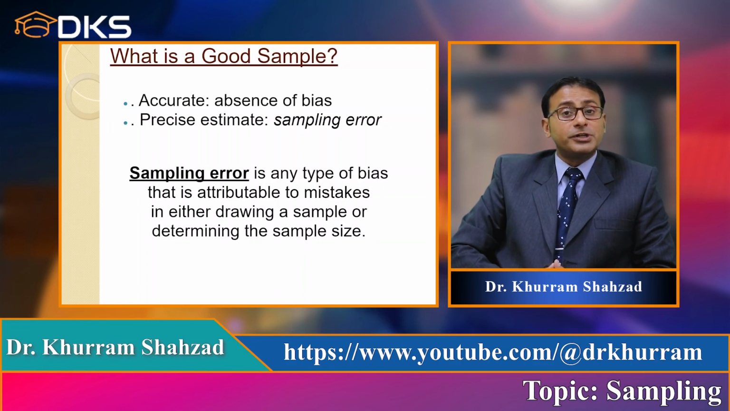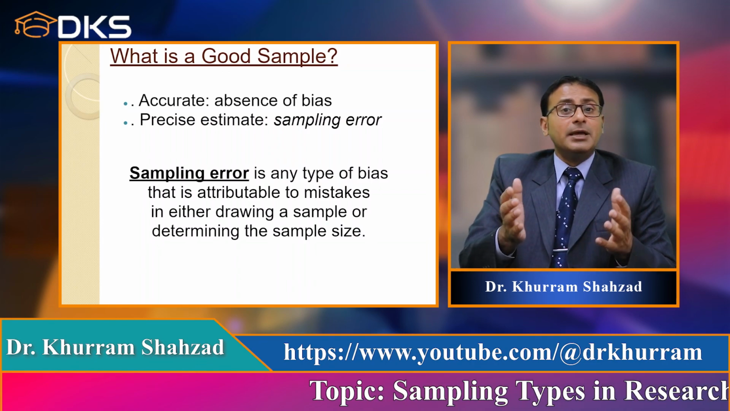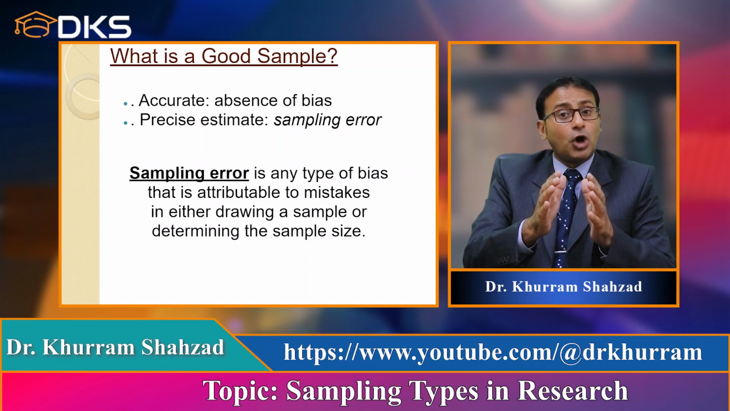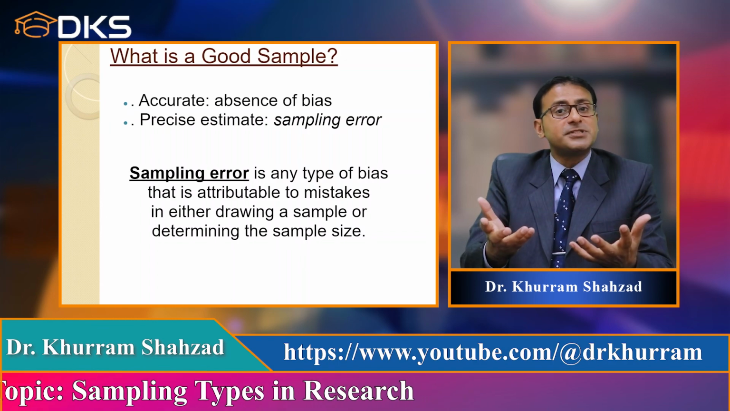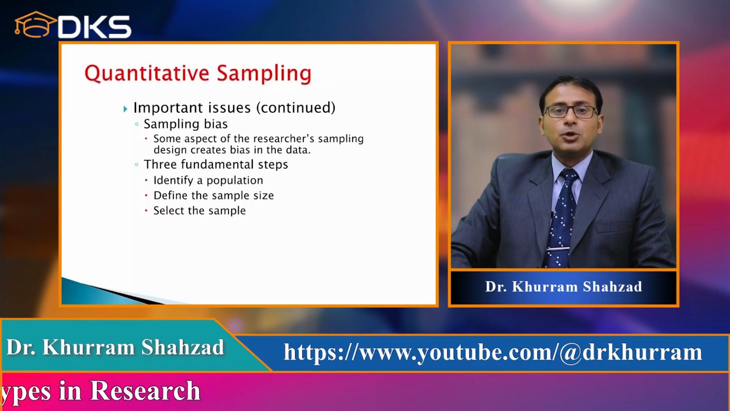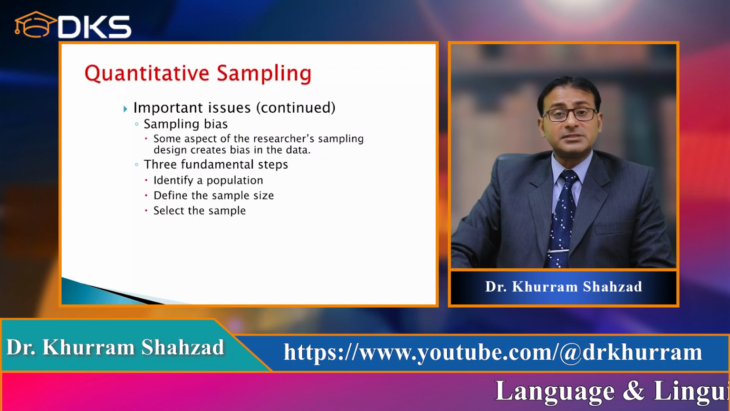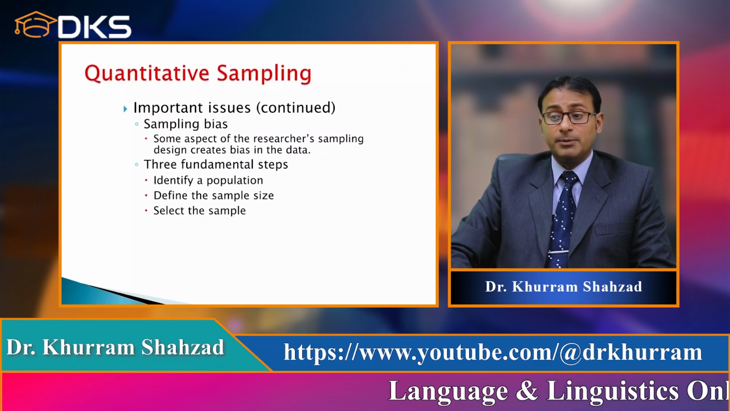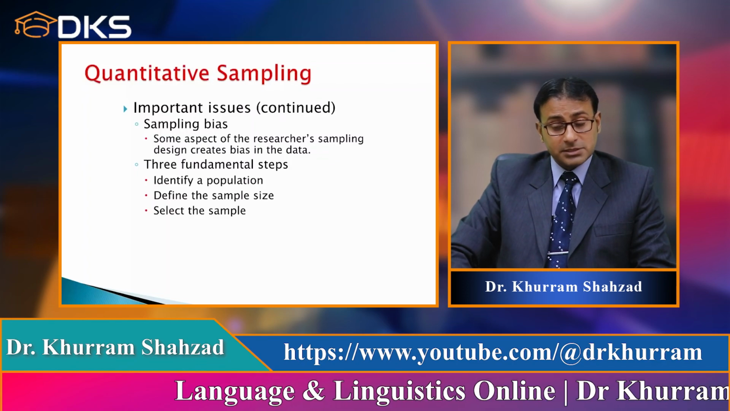And if your research falls in the qualitative paradigm, then statistics is usually not involved. Then you will be going for convenience sampling or purposive sampling. So now I will be talking about the kinds of sampling. Quantitative sampling: some aspect of the researcher's sampling design creates bias in the data. Three fundamental steps are, first of all, identify a population, define the sample size, and then select the sample.